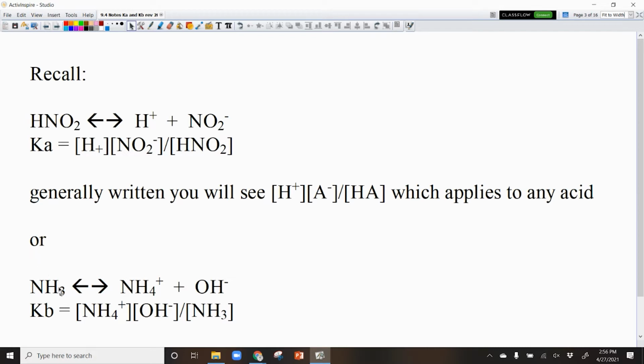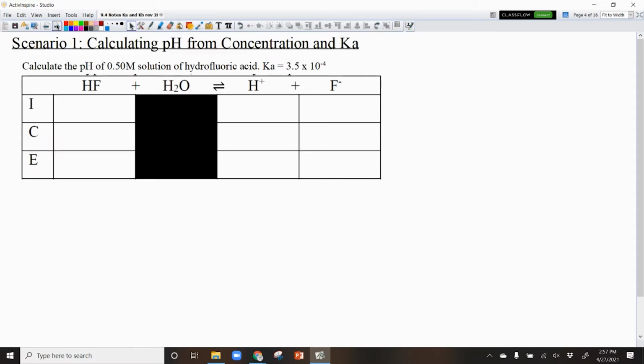Okay, now for a base, we have NH3, and that dissociates into, when we mix it with water, water gives up one of its hydrogens, so we're going to add a hydrogen to this, so we're going to get NH4 plus, and then what's left of the water is the OH. So products over reactants, we're going to have the NH4 concentration multiplied by the OH concentration, divided by the reactants, which is the concentration of the NH3. This is called Kb, because this is for a base. Okay, and we're going to use these to solve these 4 scenarios.